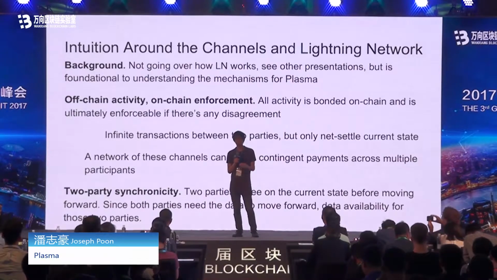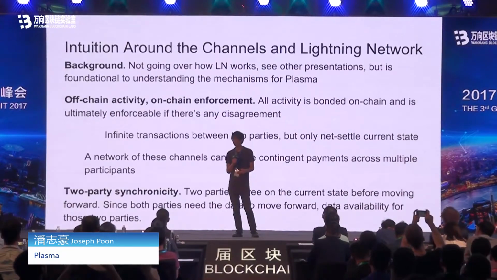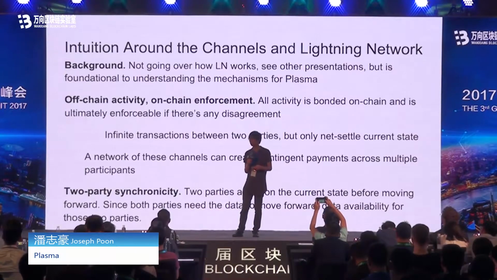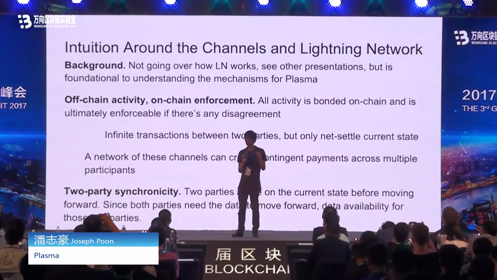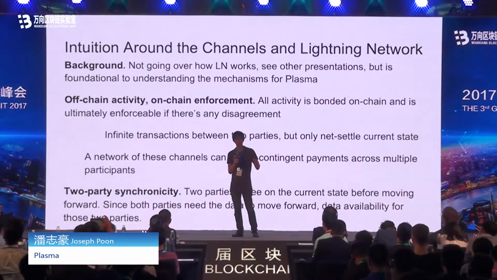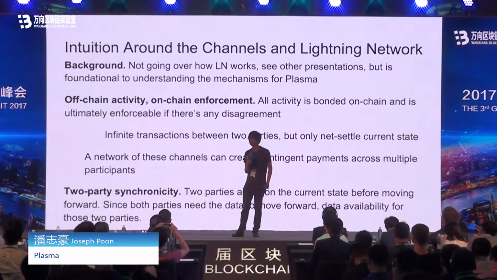I'm the co-author of the Lightning Network, and I'm going to go over some light intuitions around Lightning and how it's designed. You can look at prior presentations for details. But the notion is that you have off-chain activity with on-chain enforcement. You and I can write a lot of legal contracts, but ultimately, if we are in dispute, we can go to court. Normally, we only do it in the event of dispute.